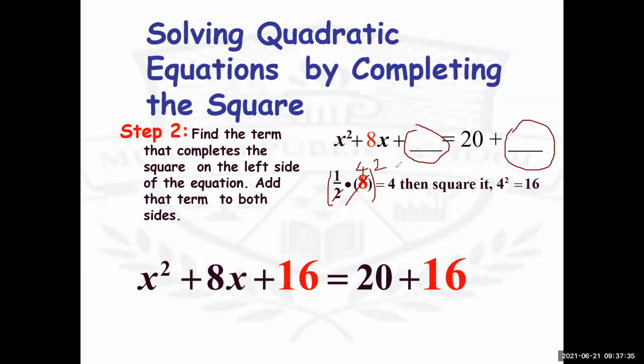And then square it. So what is the square of 4? 4 square is 16. You have to add 16 on both sides. So your equation is written as x square plus 8x plus 16 on one side, and on the other side it is 20 plus 16. Now we'll move ahead.